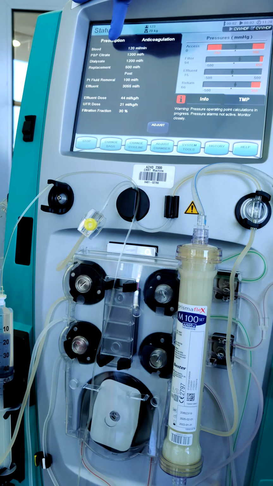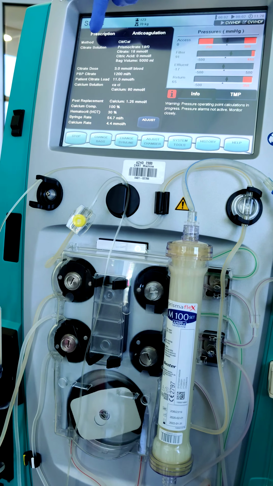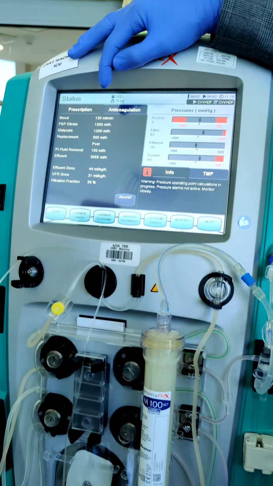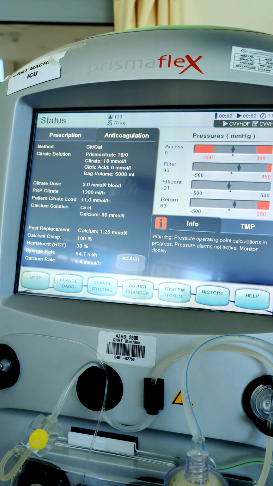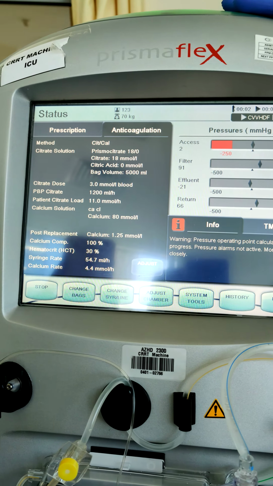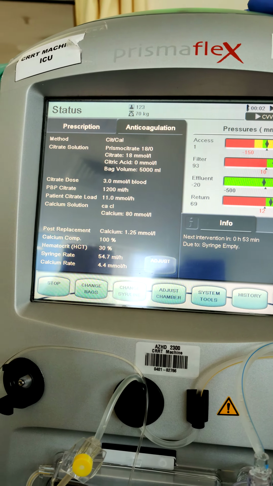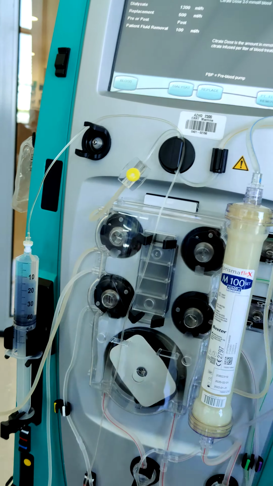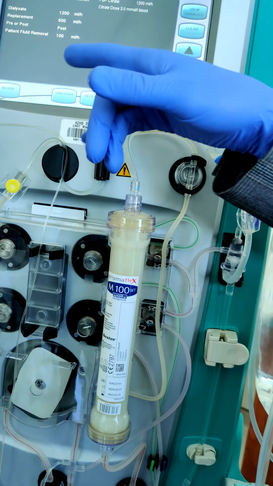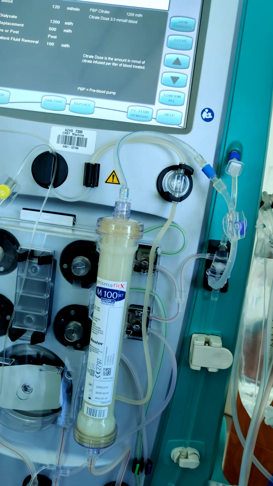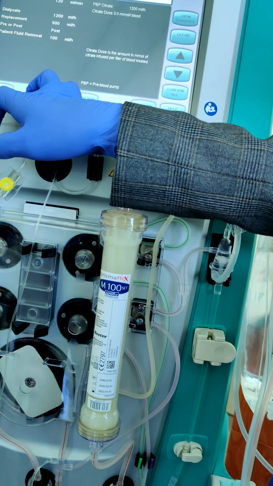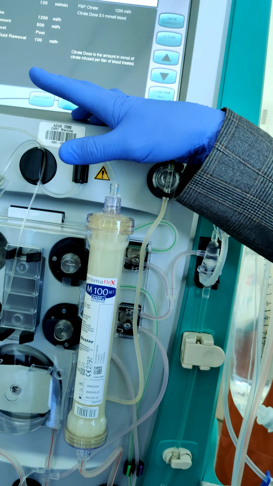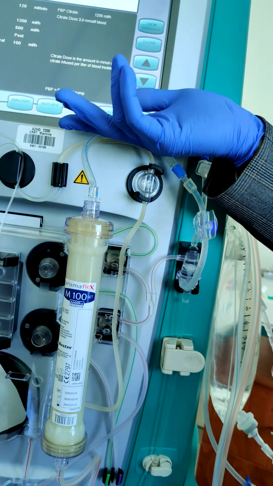Okay, now we have prescription. We have anticoagulation. Take a photo for the prescription, and this is anticoagulation. Okay. For the prescription, we can go to adjust. You can adjust all this. What we have to adjust in the prescription are the fluid, the blood flow, the dialysate, the replacement, but not the pre-blood pump.